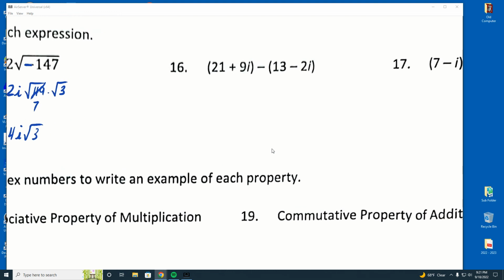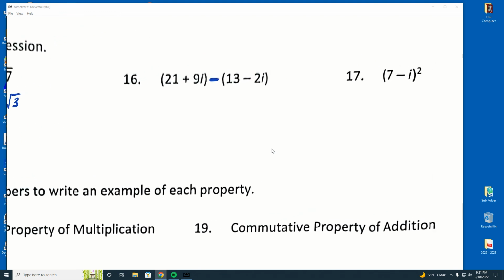Okay, look at number 16. Again, remember, these are not multiplying because there's clearly a minus sign in between. So vertical addition, I'm going to write my 21 plus 9i down. But please remember, when that is a minus sign, it means that your signs have to change. So this becomes minus 13, and this becomes plus 2i. So 21 minus 13 is negative 8, and 9i plus 2i becomes a positive 11i. And you know what? I screwed up. 21 minus 13 is definitely not negative 8. It's just positive 8. So, whoops, sorry about that. Hopefully you have fixed it.